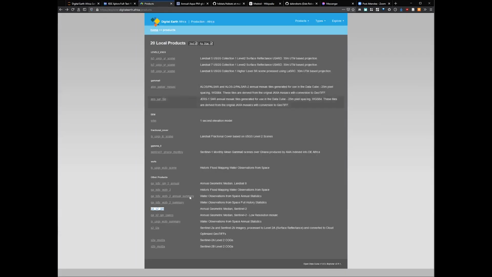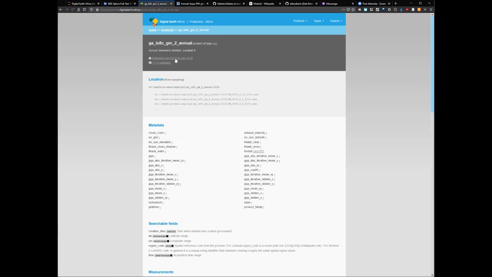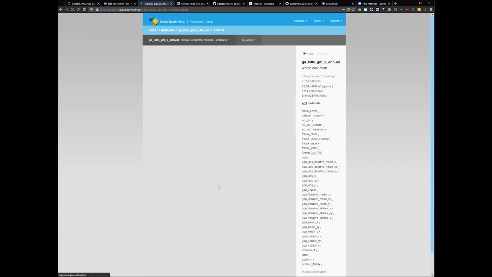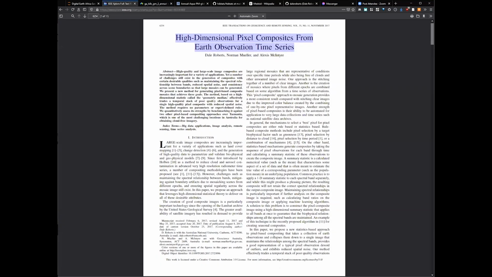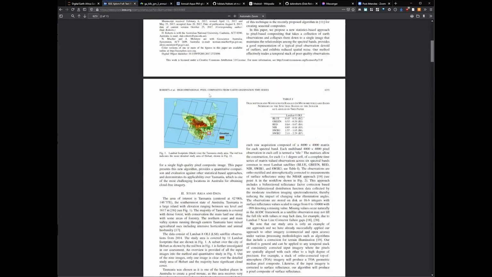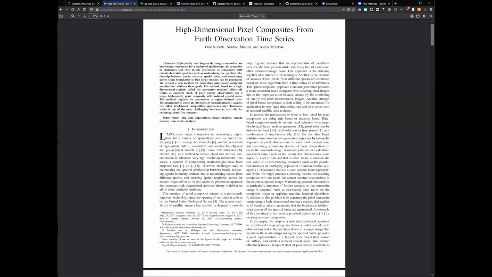And then finally, if you're trying to find a product on the Sandbox, going to explore.digitalearth.africa, you can look at the different products. There are a couple of products listed here, such as the Landsat 8 annual Geomedians. And we can see the extent here, which is very widespread. Yeah, and then take a look at this paper by Dale Roberts.